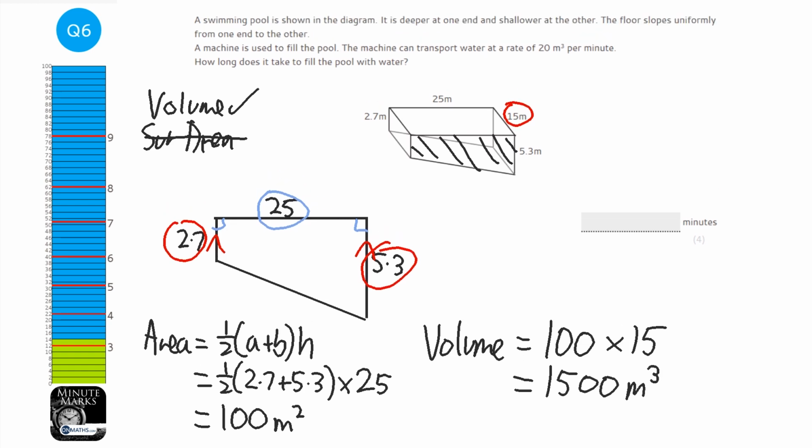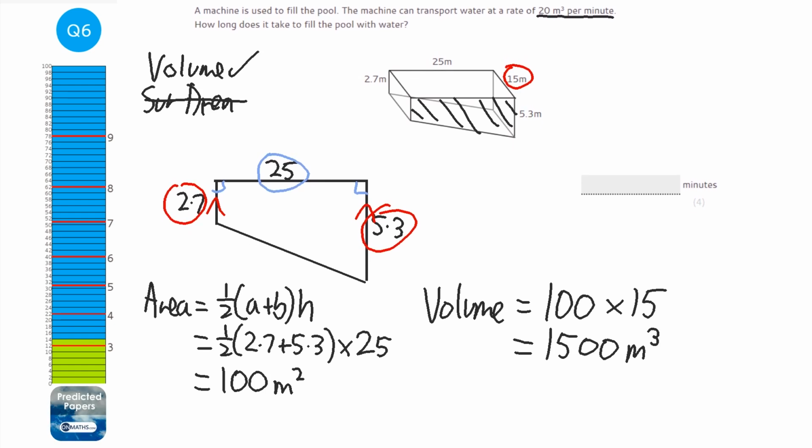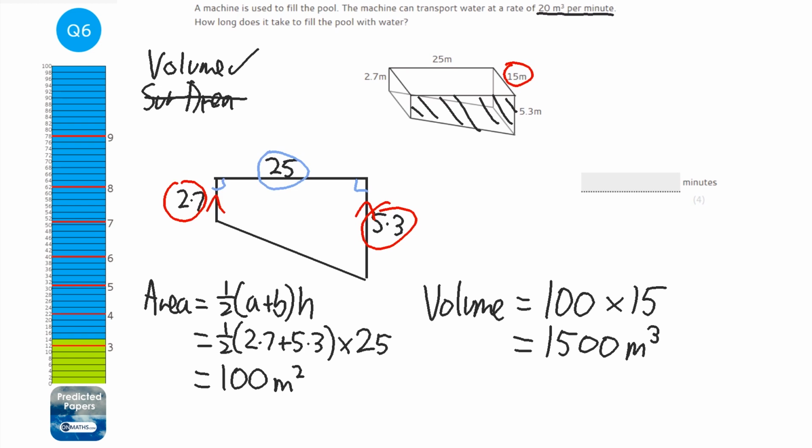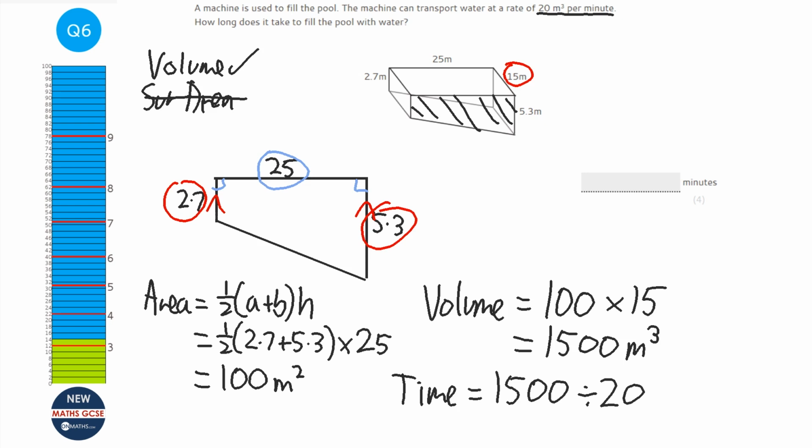So that's what the volume is, and it says the machine transports the water at a rate of 20 meters cubed per minute. So in 1 minute it's going to be 20, in 2 minutes 40. The other way of thinking about this is how many 20s are there in 1,500? So we can say time equals, so this is how much it's got to fill, and this is how much it does per minute. So on the calculator, 1,500 divided by 20, which equals 75 minutes. So it's going to take 75 minutes to fill the pool.